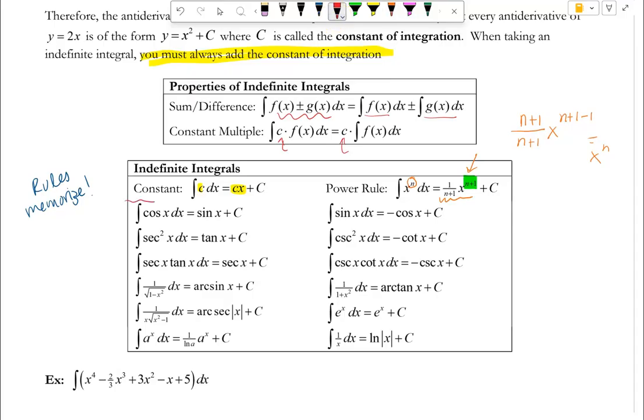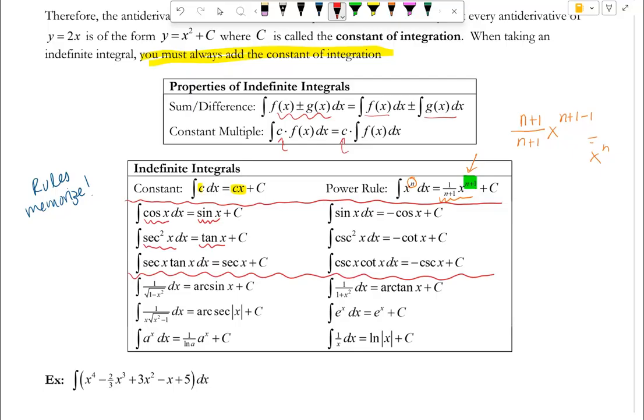All right, in the next section, these are all antiderivative rules we know based on the derivative. So for example, I know the derivative of sine of x is cosine of x. So when I integrate cosine of x, I get sine of x plus c. I know the derivative of tangent of x is secant squared x. So if I ever integrate secant squared x, I get tangent of x plus c.